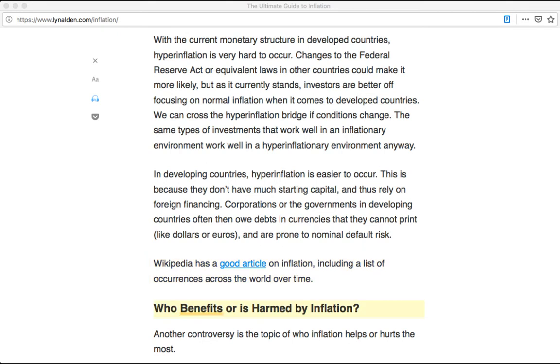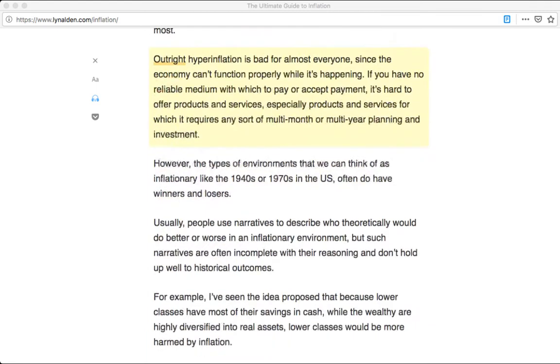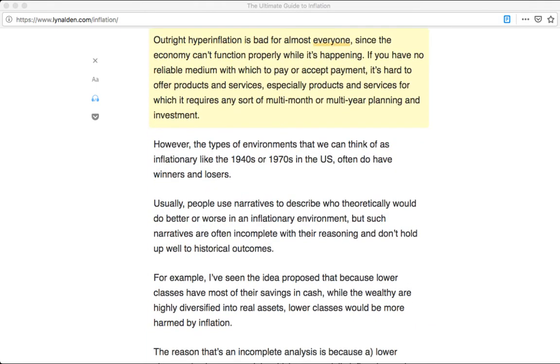Who benefits or is harmed by inflation? Another controversy is the topic of who inflation helps or hurts the most. Outright hyperinflation is bad for almost everyone, since the economy can't function properly while it's happening. If you have no reliable medium with which to pay or accept payment, it's hard to offer products and services, especially products and services for which it requires any sort of multi-month or multi-year planning and investment.